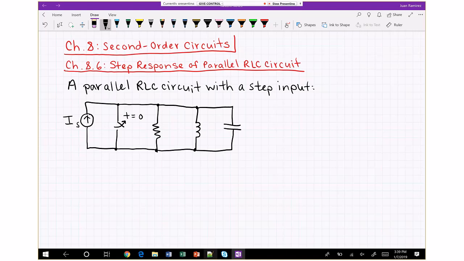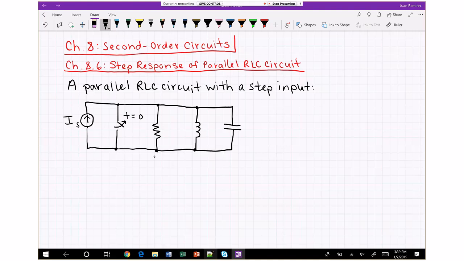A current source could have zero voltage and be supplying current, even though that sounds funny. But if you think about it from the voltage source perspective, a voltage source could have voltage and be applying voltage to an open circuit and have zero current. So the analogy works in both regards. Then the switch opens, and all that current will get sourced into the resistor, inductor, and capacitor.